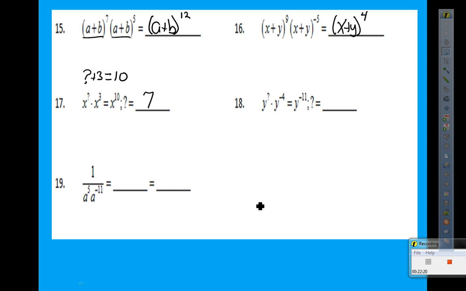When I look at 18, y to some question mark times y to the -4th equals y to the -11th. Something minus 4 has got to be -11. To solve that, I'm going to add 4 to both sides, and I'm going to get -7.